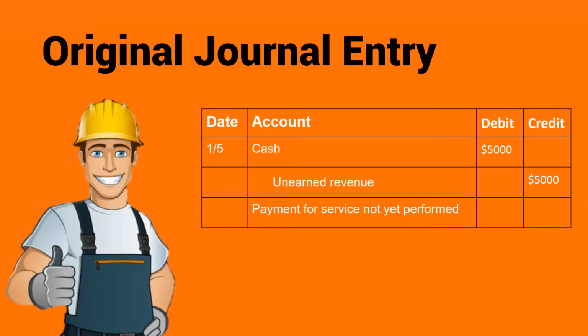At the start of the month, Bob was paid in advance for a job that he had not yet completed. On the 1st of May, he would have recorded the entry in his accounting system where he would have debited his cash account for the amount of $5,000 and credited his unearned revenue account for the same amount. This would cause his assets and liabilities to both increase.